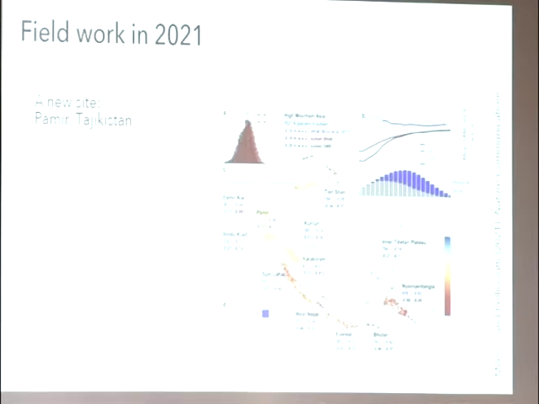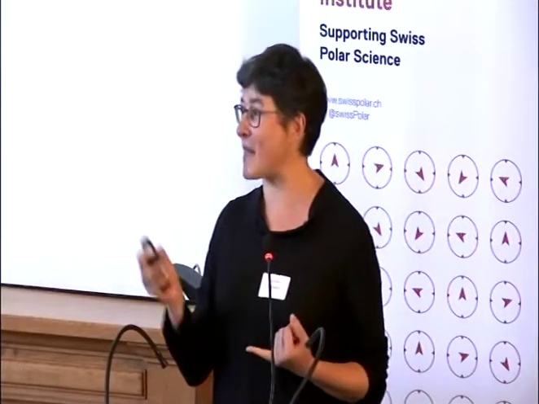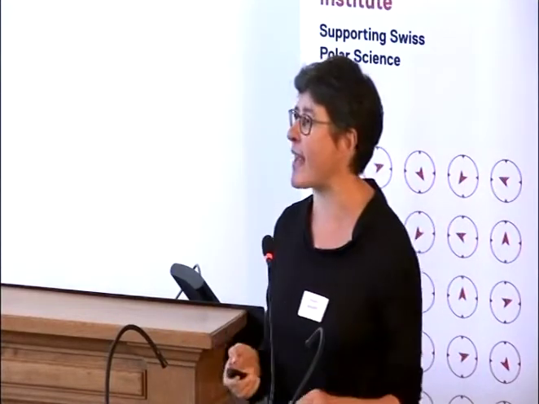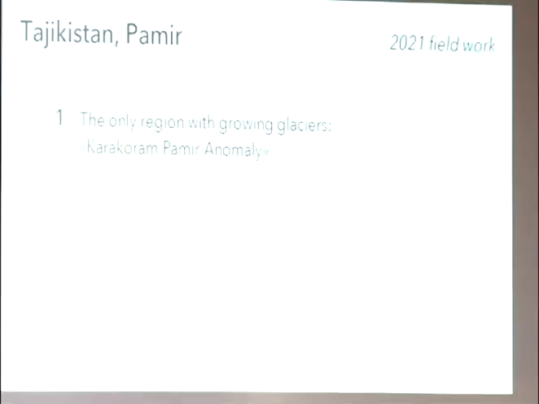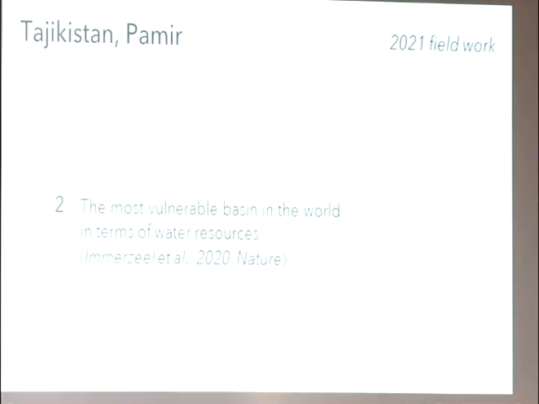And that was quite an incredible thing, thanks to collaboration with a number of people who are sitting here. Martin Oelsle was very generous of his time and connections. And so we managed to focus on this region, which contains the only growing glaciers in the world, the so-called Karakoram-Pamir anomaly, but also the most vulnerable basin in the world. This is the Aral Sea, the Amu Darya, Syr Darya, the most vulnerable basins in the world in terms of water resources. These are the findings of a paper by Walter Immerzeel and co-authors in Nature last year.